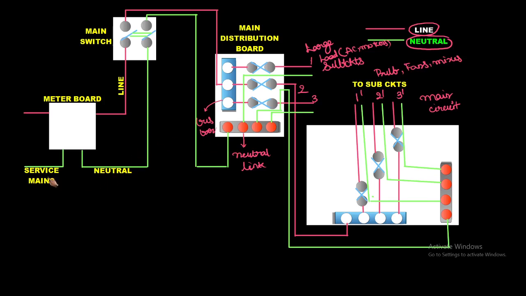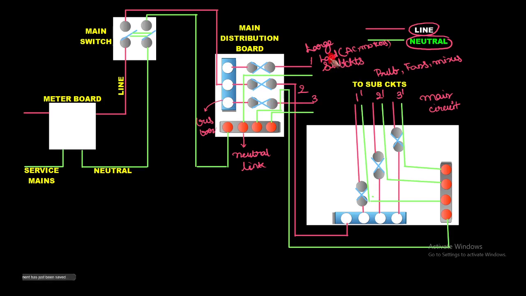So first, where it is starting, once again I am telling. From the service mains you are connected to the meter board, and from the meter board you go to the main switch. Main switch means an indicator will be there, and there you have the fuse also. It then goes to the main distribution board, and from the main distribution board we connect the large loads.